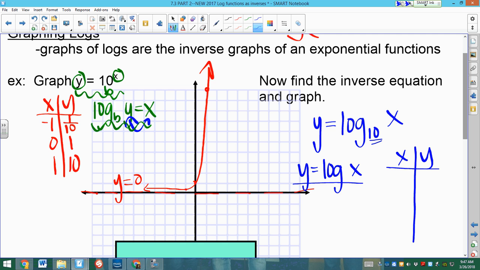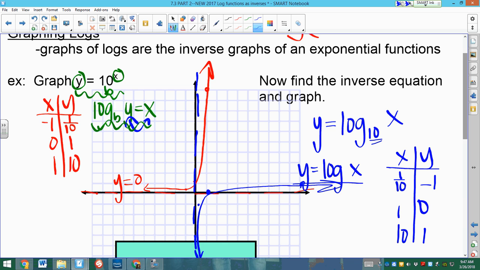I don't need to plug any values into that equation because I'm just going to take that red t-chart that I have on the left and I'm going to flip-flop those. 1/10 would produce -1, 1, 0, and 10, 1. And if I graph that, you will notice it does look like it is reflected over that diagonal, as all inverses should be.